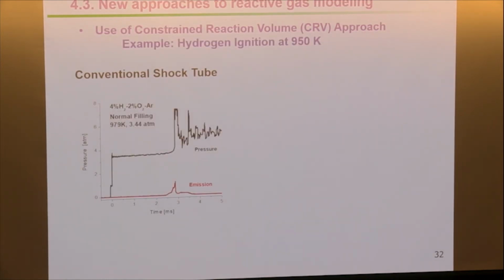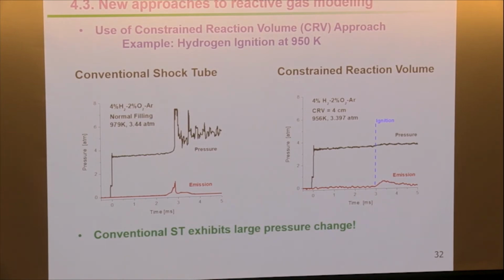So here we go. Here's the conventional shock tube experiment. Large pressure changes. So the thing is, if you want to model all the way through the combustion process, not just when does it ignite, how do you do it with that crazy pressure signal? I don't think people did it. But now, if you use this new method, the constrained reaction volume method, the pressure is nearly constant. It's igniting here. I can see it with emission. I don't see it in pressure. Energy release was confined to that little area. So I really like this idea. I think it's important.